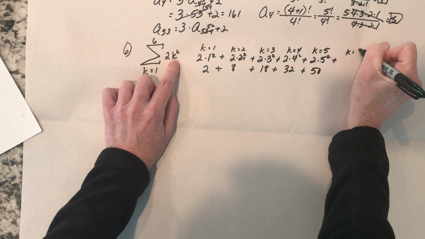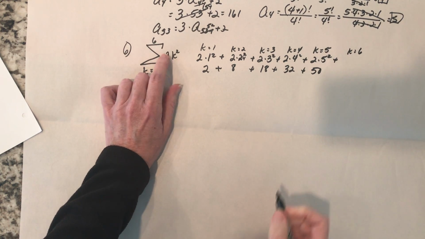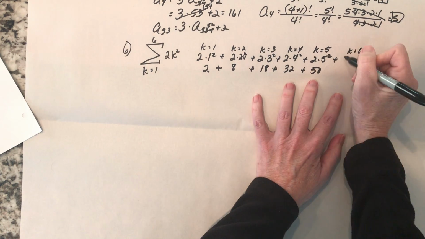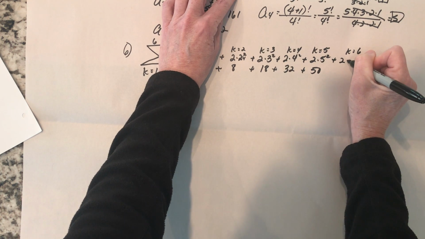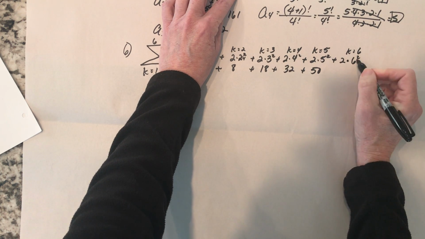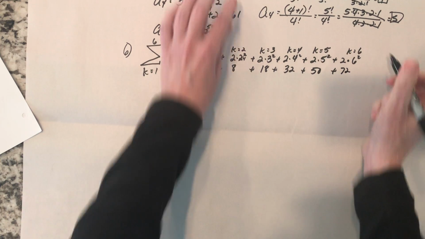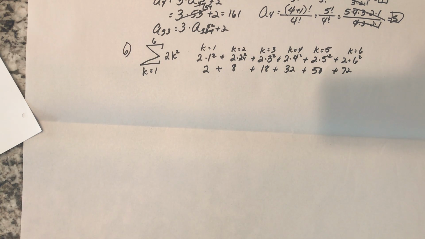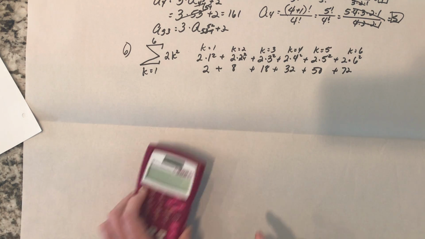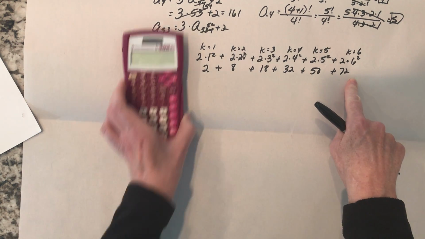And finally, when k is 6, we've reached our upper limit. That's the last one we're going to add. Use the formula. 2 times 6 squared. 36 times 2 is 72. So let's see, does he ask you to add that up? Expand and evaluate each sum. So we've expanded it. All this is the expansion.